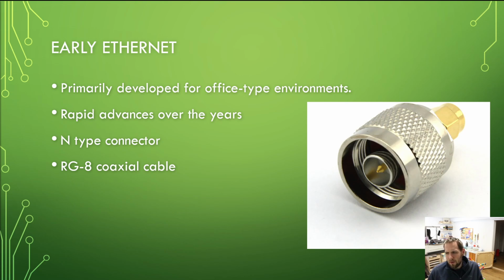Now, what I'm showing you over here on the right is an N-type connector. This is a coaxial based connector. This one is an adapter from one type of connector to N-type, but it is an N-type connector. And this was fairly rugged. If you look at it, it is a metal connector, and it probably would be crimped onto the cabling.